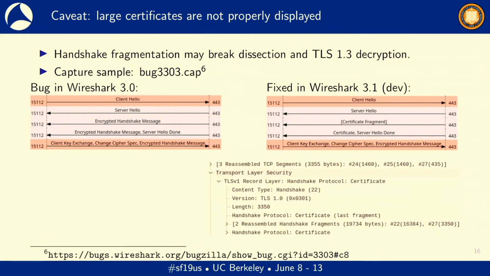Starting with Wireshark 3, the reason for this issue is Wireshark wasn't able to reconstruct handshake messages that were split across records. So starting with 3.1, it will be fixed, and you will actually see something like certificate fragment, and the whole certificate will be reconstructed at the end. So here you see there are two fragments, something in there and something in there, and the result is shown next to it.